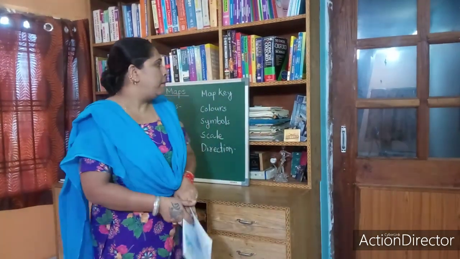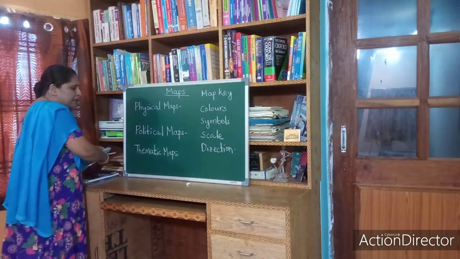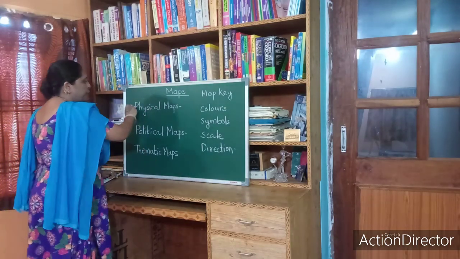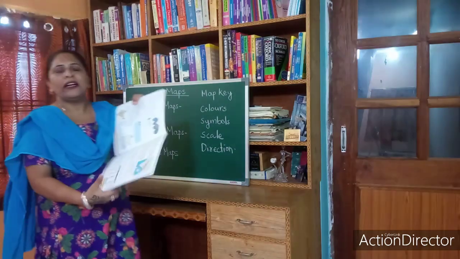So children, maps are of three types: physical map, political map, and thematic map. Now what is a physical map, what is a political map, and what is a thematic map? A physical map is a map which shows mountains, valleys, rivers, plains, deserts, forest belt, everything.